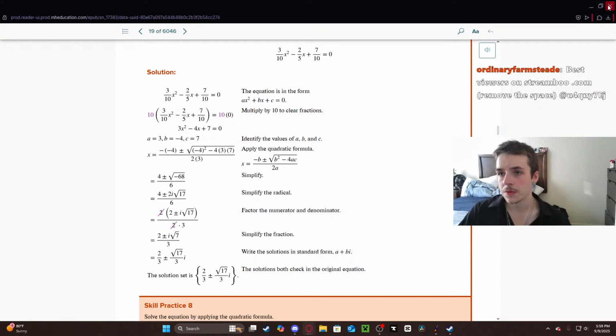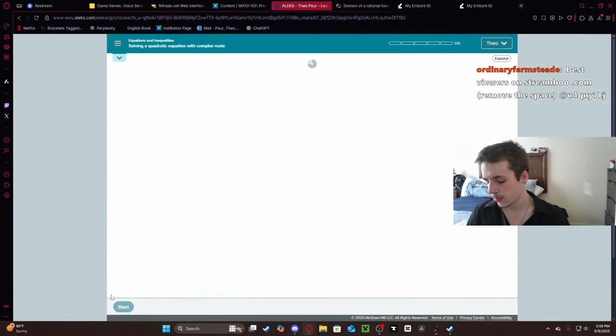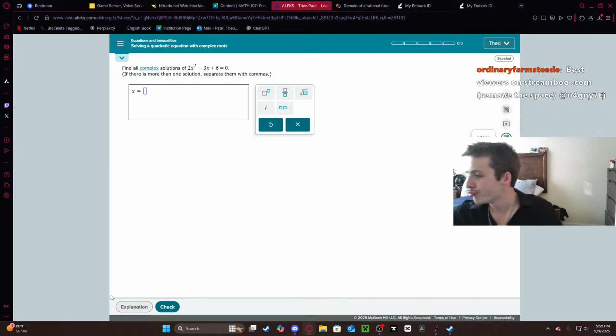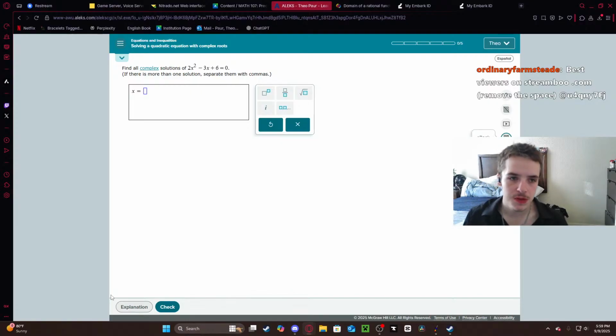Okay, now we'll see if we can actually apply this. We're gonna have to break out the notebook though. Okay. Find all complex solutions for, okay, we don't have to break that one down in the beginning. We should just be able to throw it straight in there. I'm gonna check to see if I actually have to do this the way they want me to, or if they're just messing with me.